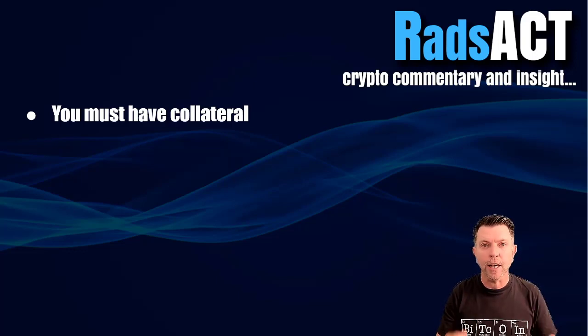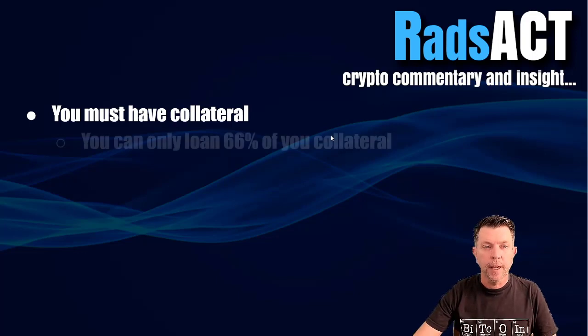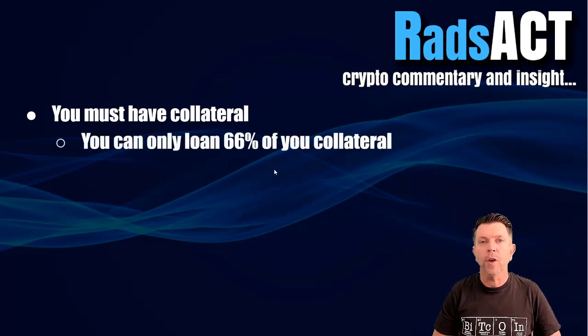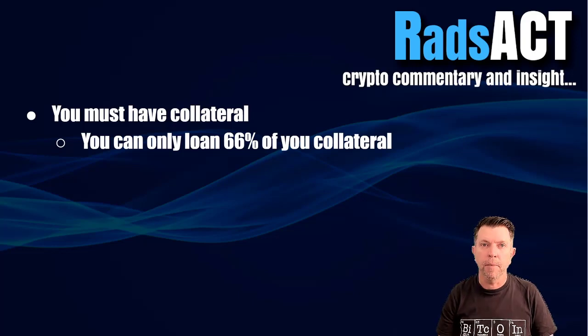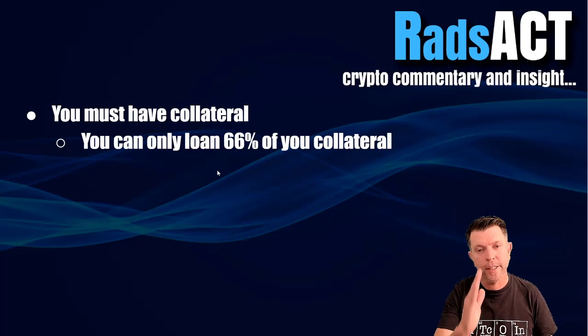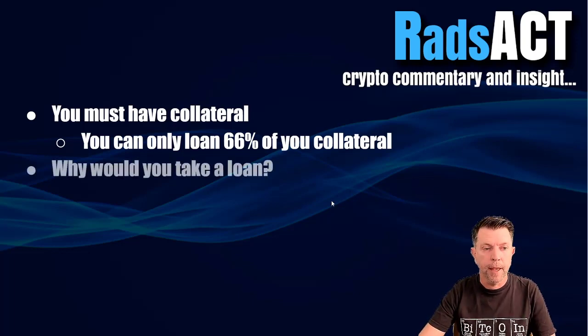You have to have collateral before you can take a loan. Now, collateral means that you have to have some Ethereum. So you can loan 66% of your collateral. To put this simply, if you have 3 Ethereum, you can loan 2 Ethereum. So you can't just simply go and loan as much as you want and never pay it back, as I mentioned earlier. You have to have 3 Ethereum, then you can loan 2 Ethereum. If you've got 15 Ethereum, you can loan 10 Ethereum. 66% is what you need.